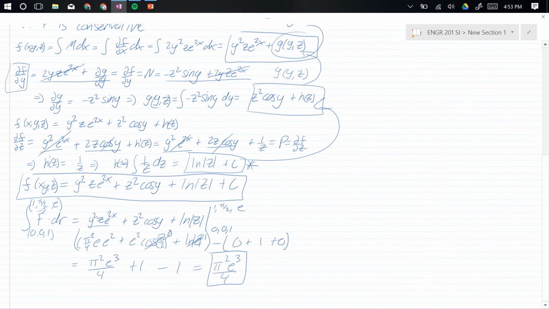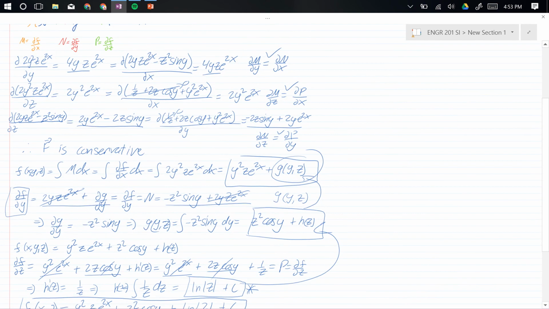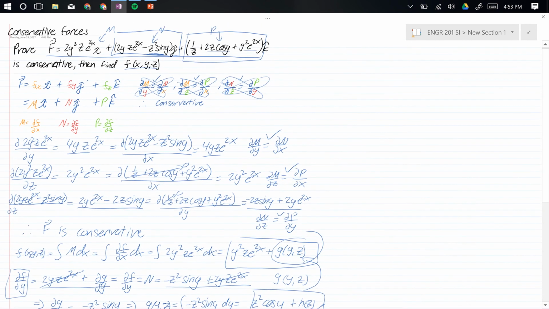I know it's kind of a nondescript way of saying it, but this is a process. It makes a lot of sense if you do it a couple of times, and it's all about going back to this f of x, y, z that you originally got this force from.